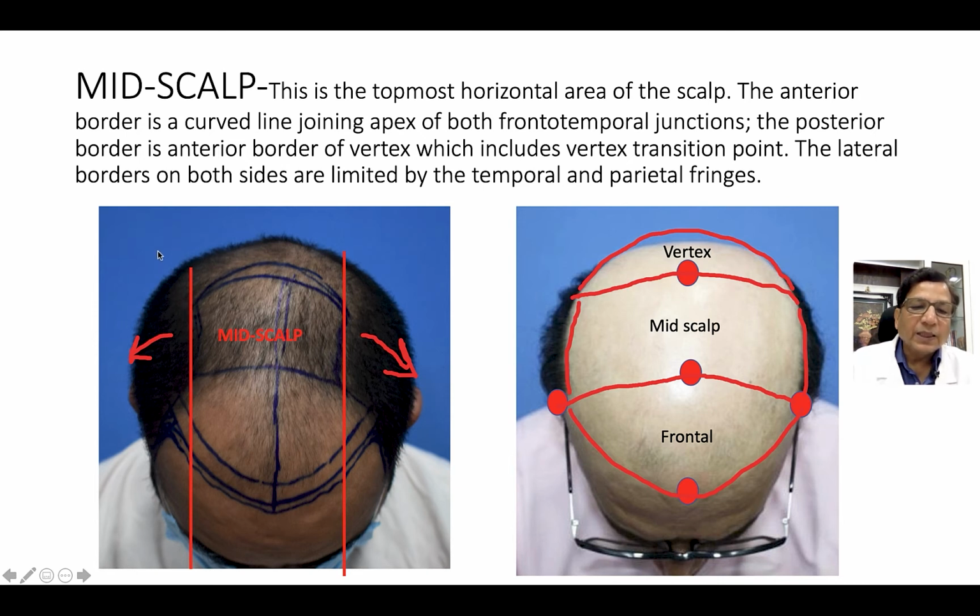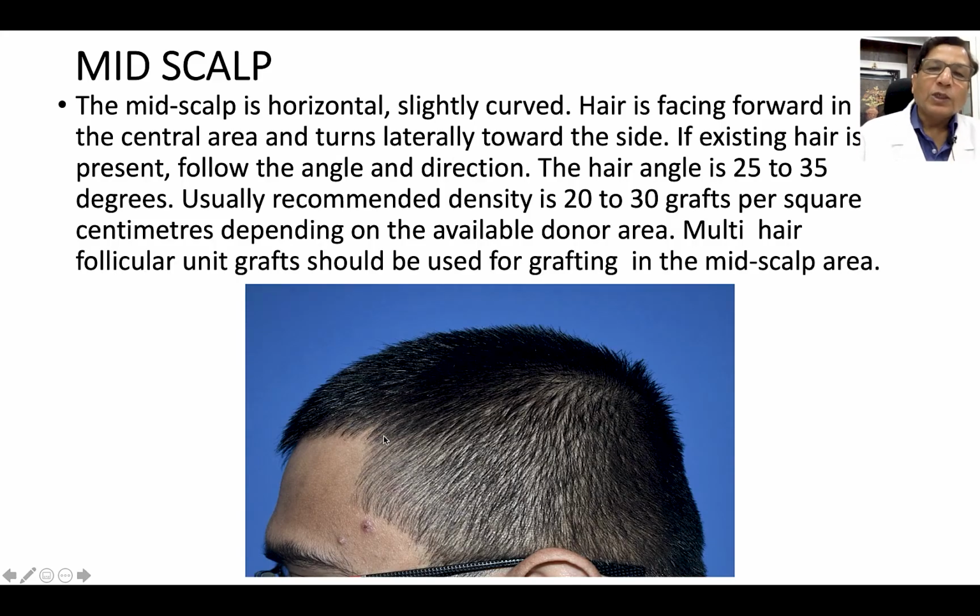This line is the lateral canthus line. Sometimes it drops down in aggressive grades of baldness. Then there is a need to reconstruct. For the anterior border, you can understand the frontotemporal angle is there where these both points merge. Now the mid scalp is horizontal, slightly curved. Hair is facing forward in the central area and then turns laterally towards the side. If adjoining hair is present, follow the angle and the direction. The hair angle is 25 to 35 degrees.